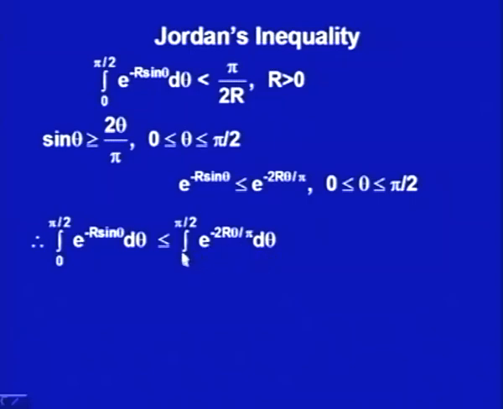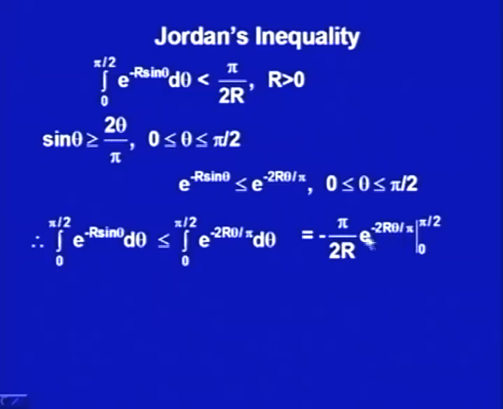Now, integrate this function. This is a simpler function, just an exponential function. Its integration would be minus pi upon 2 r e to the power minus 2 r theta upon pi. Evaluate it from 0 to pi by 2. Because of the minus sign, let us first have the evaluation at 0.